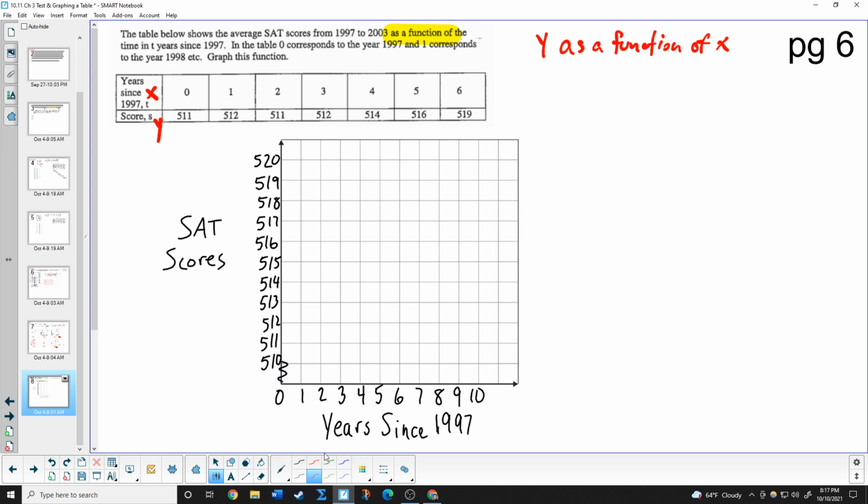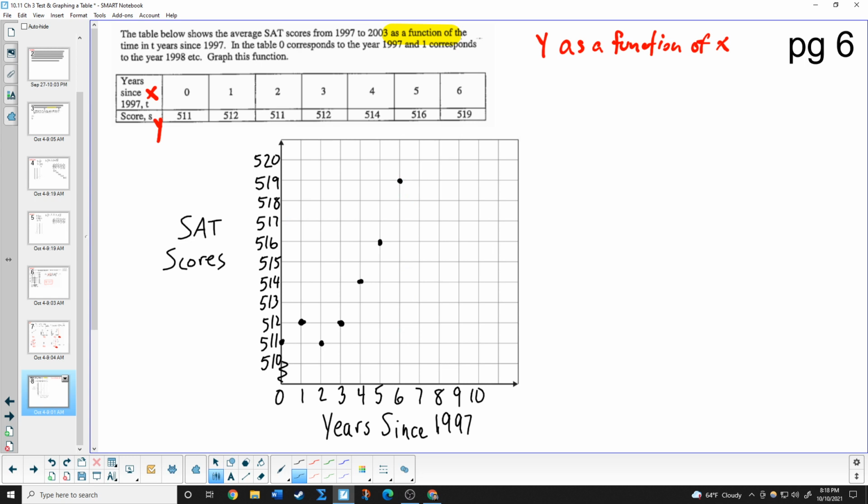So let's go ahead and finally plot these points. Let's see here. So we have 0, 511, right here, 1, 512, 2, 511, 3, 512, 4, 514, 5, 516 right here, and 6, 519. All right, so there you go.